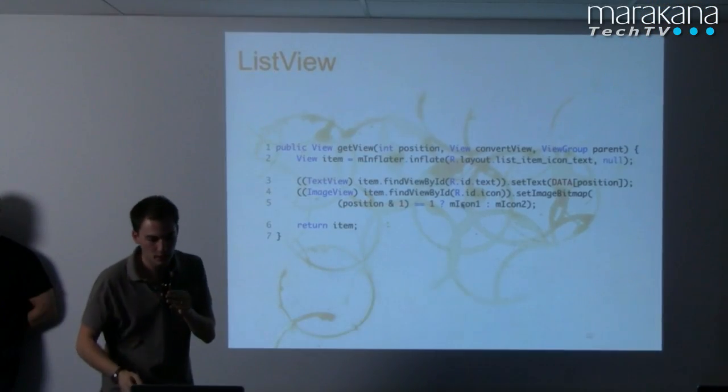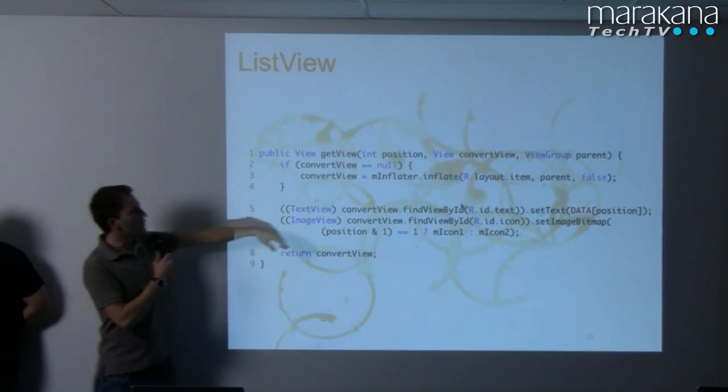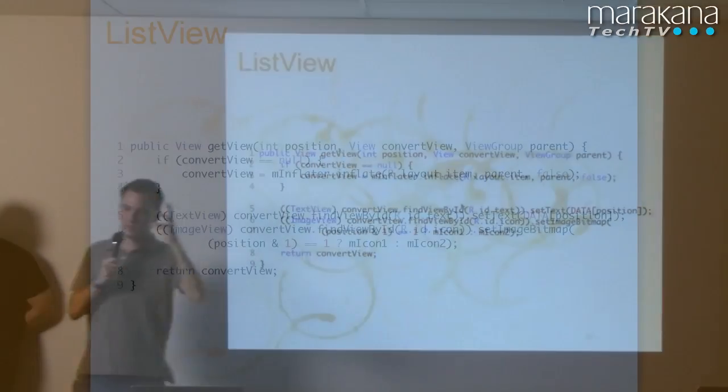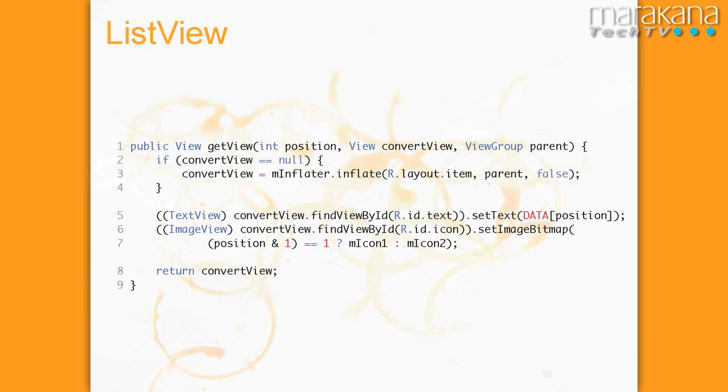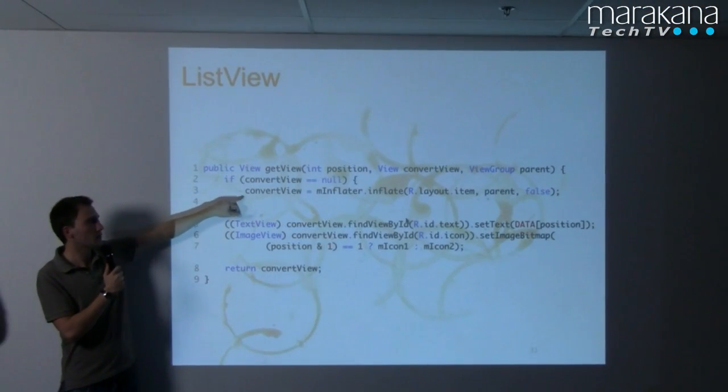Well, it's all fine, except it sucks. A better way of doing it is to look at this parameter called ConvertView. ListView is a very smart and very complicated piece of code that tries to recycle as much as it can. And it will sometimes give you a ConvertView that's not null. When that ConvertView is not null, instead of inflating or creating a new view from scratch, you can reuse that ConvertView directly. ListView guarantees that it's going to be exactly the type of view you need. When the ConvertView is null, then you can create it.